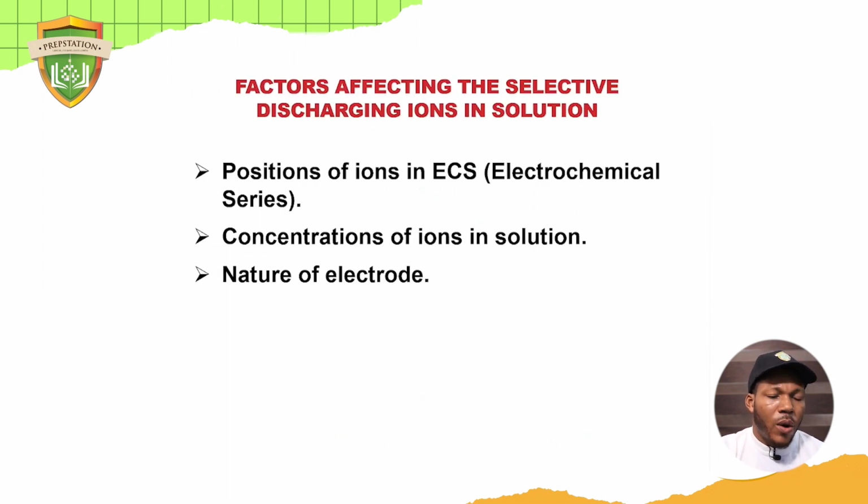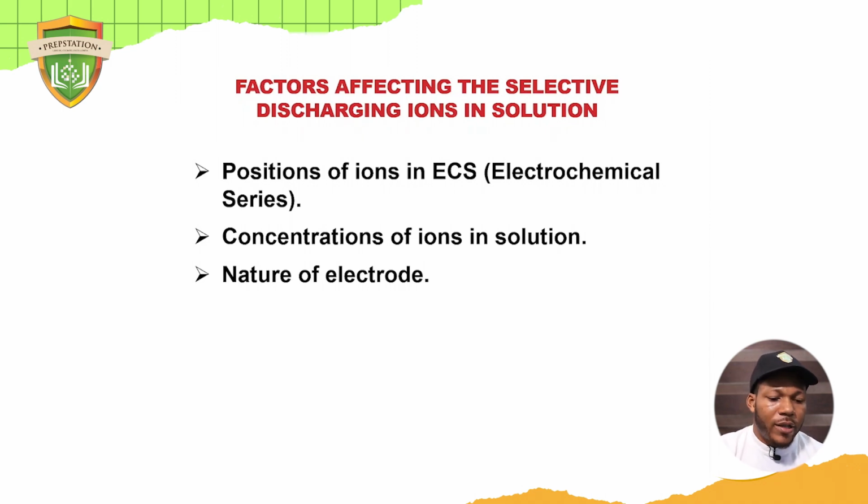Now, what are the factors that affect the discharge of ions during electrolysis? The first factor is the position of ions in the electrochemical series. Now, this particular factor has to do with the reactivity of the ions, how positive or how negative the ions are. Now, the ions that are more electropositive will not be discharged during electrolysis, but those that are lower down the group.